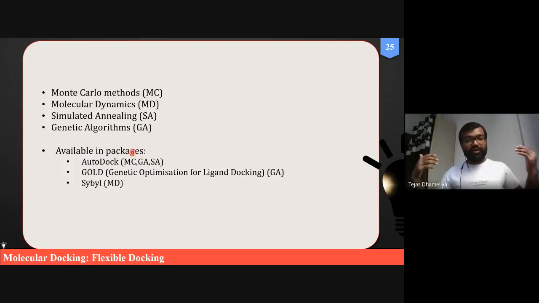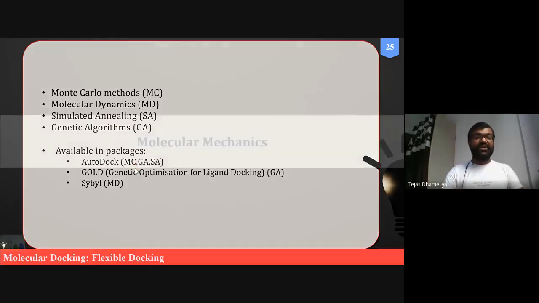Okay, so to mimic the things of this induced fit theory, flexible docking is also used. Software such as AutoDock, GOLD, and Sybyl are other packages for this. Depending upon these techniques: Monte Carlo methods, molecular dynamics, simulated annealing, genetic algorithms. So these can be used. These softwares have been mentioned, showing which software is dependent upon which process. Flexible docking.